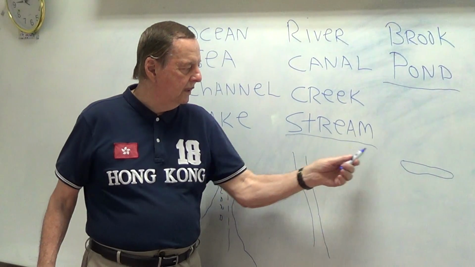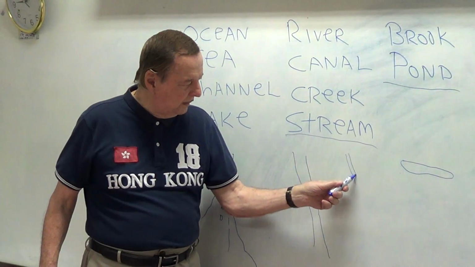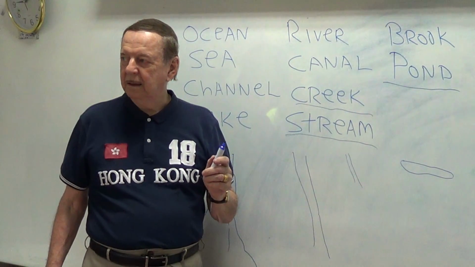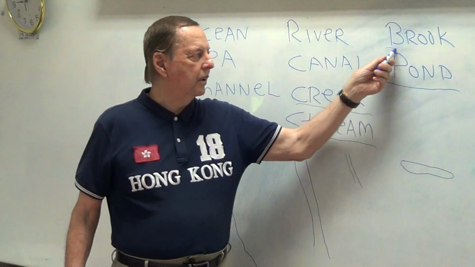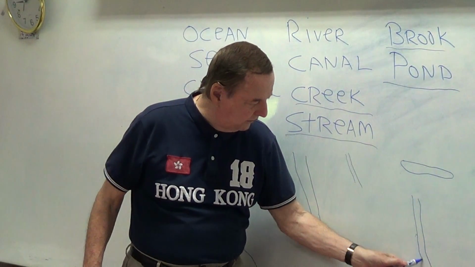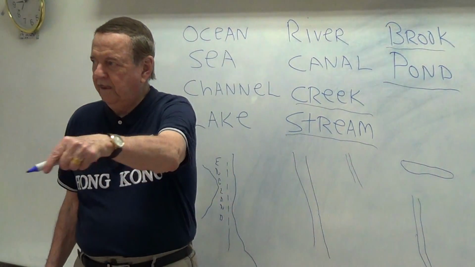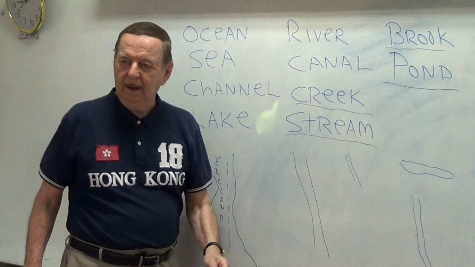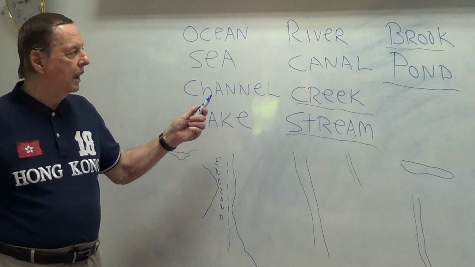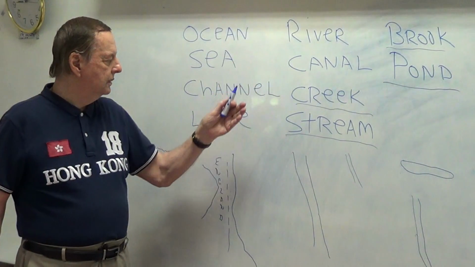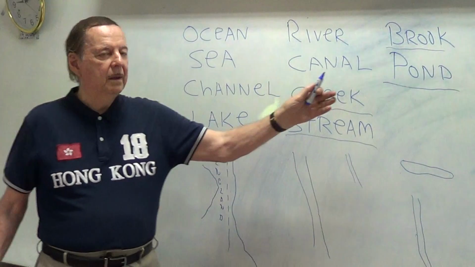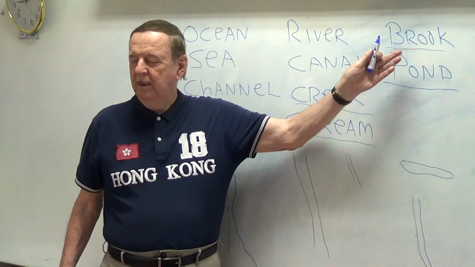A stream is a narrow body of water, so it is a creek, a creek, and a brook. A brook is a very narrow little body of water, maybe running through a forest or something like that, connecting with a river someplace. So you have the larger bodies, then the rivers, the lakes, then the smaller bodies, the creek, the stream, the pond, and the brook.